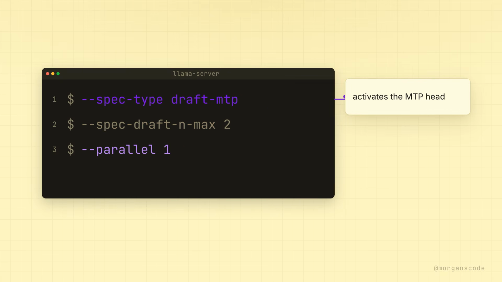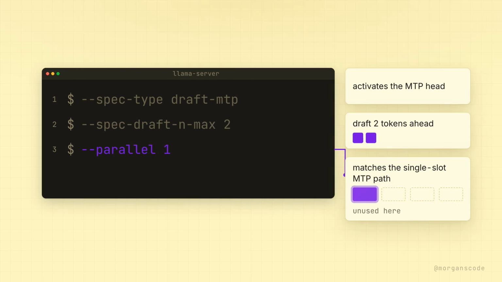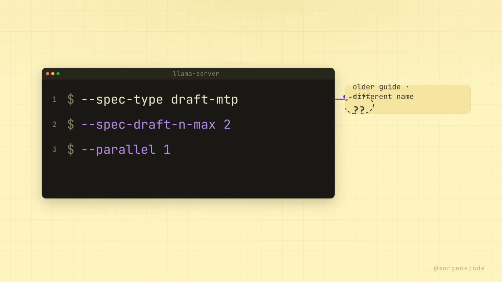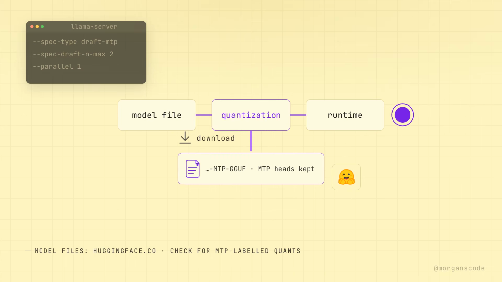The first line activates Qwen's MTP prediction head. The second tells it to draft up to 2 tokens ahead. And the final line matches the current single-slot setup used by this MTP path. Some older guides use a different name for the MTP type. If you copied an old command, check it against the current llama.cpp documentation. You also need a compatible quantization that retains the MTP heads. Some downloads label this clearly, while others may not include them.